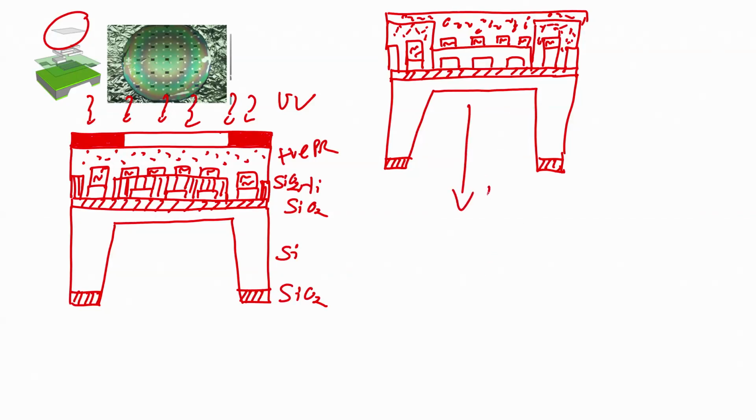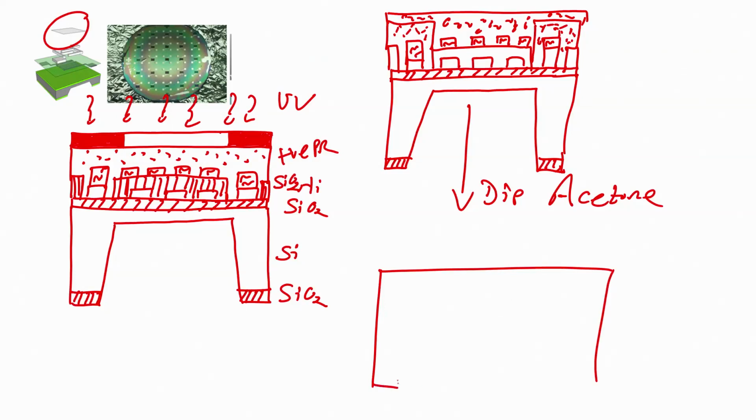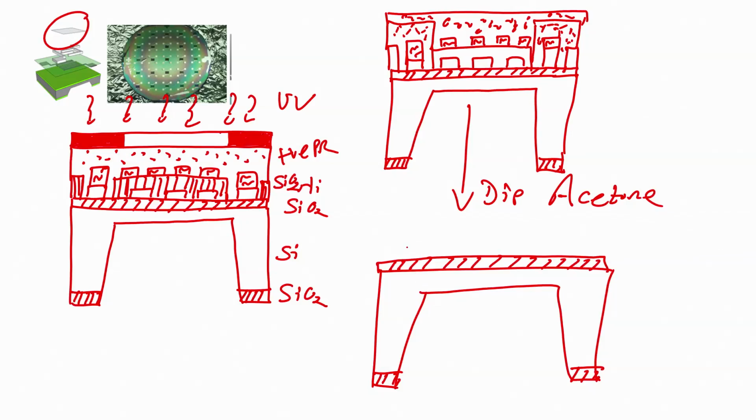After this I will dip this wafer in acetone. When I dip this wafer in acetone, what will I have? I will have my VOC sensor ready to be utilized.